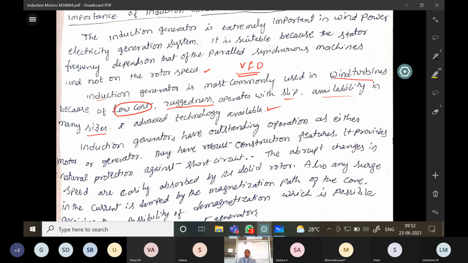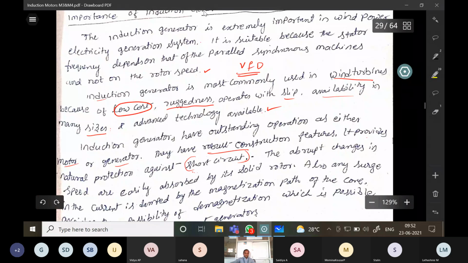Induction generators have outstanding operation in either motor or generator region, and they have robust construction and features. They provide natural protection against short circuits. As already discussed, whenever a short circuit happens, it doesn't require any other protective devices. So it is a self-protective device under the short circuit condition.